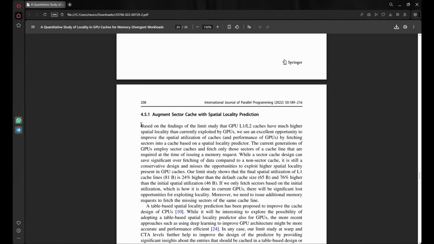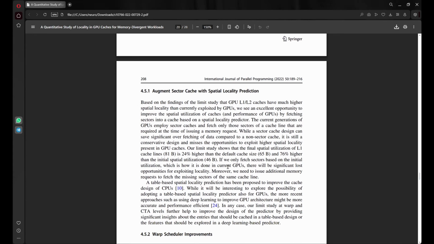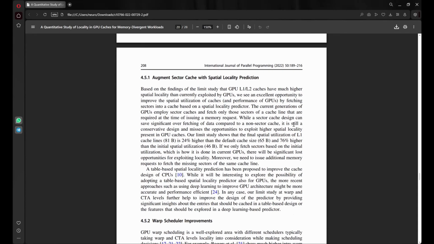So, I mean, we can just read through it. Based on the findings of the limit study that GPU L1 and L2 caches have much higher spatial locality than currently exploited by GPUs, we see an excellent opportunity to improve the spatial utilization of caches and performance of GPUs by fetching sectors into a cache based on a spatial locality predictor. Current generations of GPUs employ sector caches and fetch only those sectors of a cache line that are required at the time of issuing a memory request. While a sector cache design can save significant overfetching of data compared to a non-sector cache.